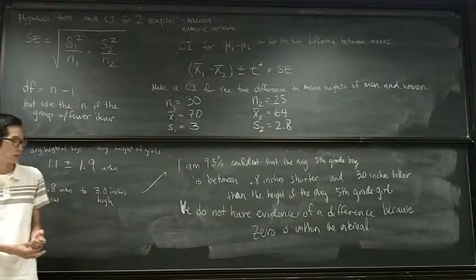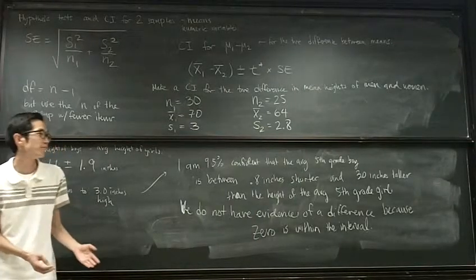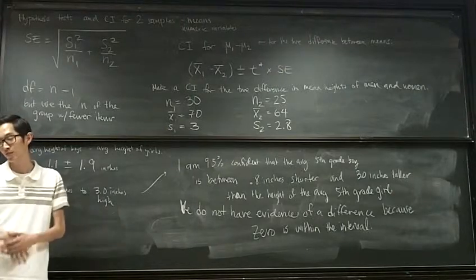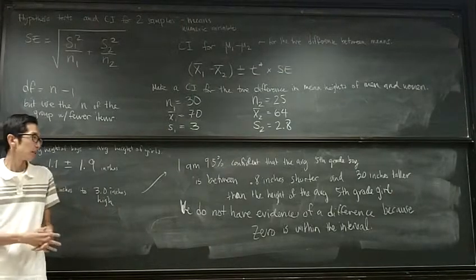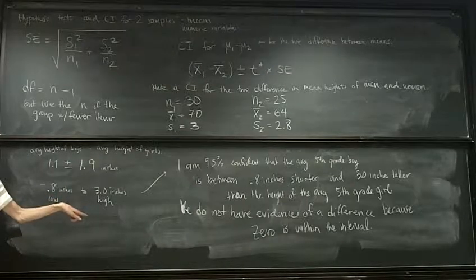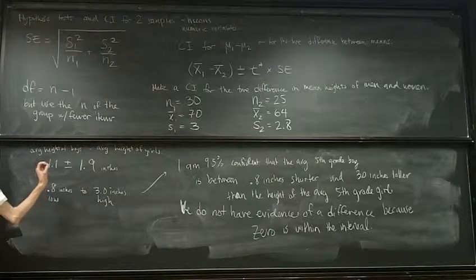Yes, John? Do you always have to write that evidence of difference on top of that answer, or could we just write that one? No, but I might ask you a question like this. So what is 0 again? 0 is in between negative 0.8 and positive 3, because 0 is within the interval.